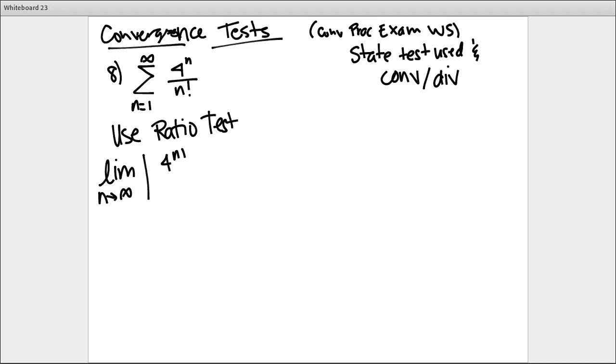which is the limit as n goes to infinity of the n plus 1th term, so 4 to the n plus 1 over, this would be n plus 1 factorial. You've plugged in n plus 1 every time you saw an n, and then times, because I'm going to divide by the nth term, so I'm going to multiply by the reciprocal, so this ends up being n factorial over 4 to the n.